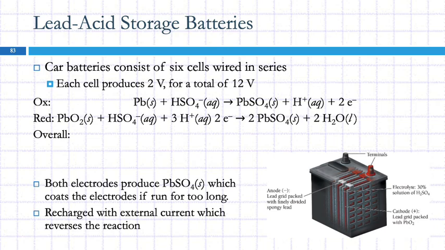Lead acid storage batteries, these are the sort that you'll find in your car. These have 6 different cells that are wired in series so that you get a total of 12 volts because each cell only gives 2 volts. And you can't just make it bigger to get more voltage. It has to do with the relationship between the cell potentials of the half reactions. But you can put them together and get more voltage. So here the overall reaction is going to be lead plus lead oxide, that's lead(IV) oxide, and 2 hydrogen sulfate ions.